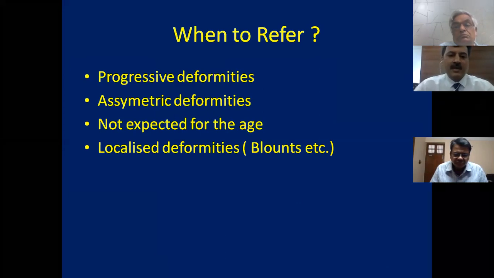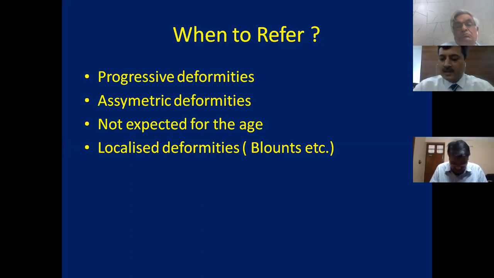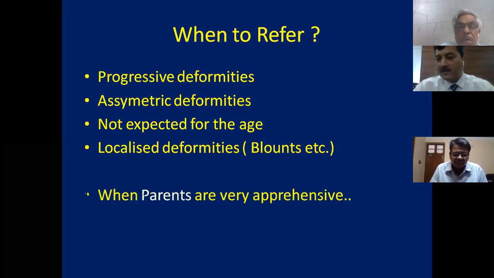For example, if a child of 1.5 years has significant Genu valgum, ideally in that age group, the child should be in Genu Varum or bowing alignment, or vice versa. If a child of 8 years is in persistent Genu Varum, then this needs a referral, or when deformities are localized like Blount's disease. And most important, the reason why people refer this patient is that parents are very apprehensive. So that also is fine. We like to reassure them.